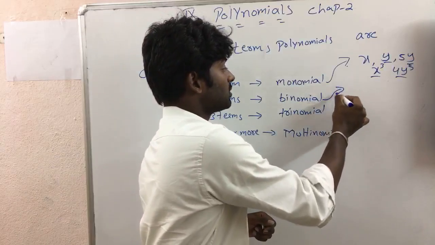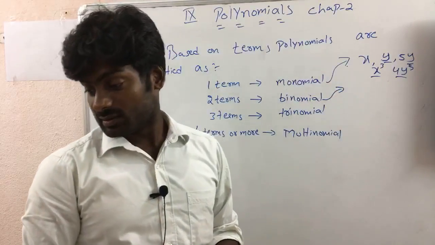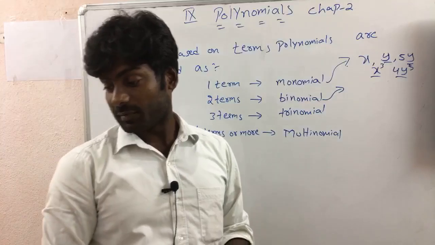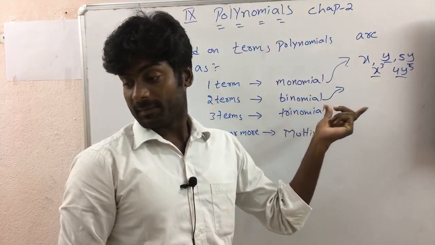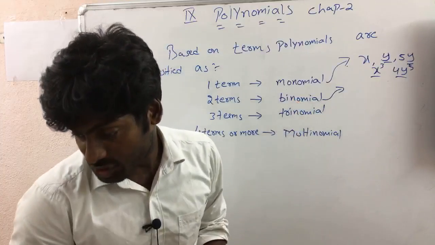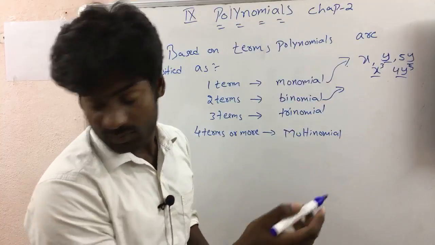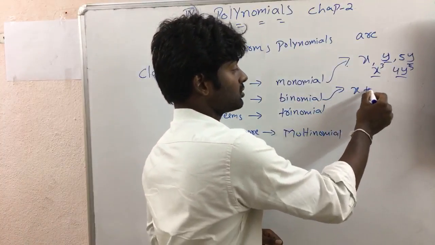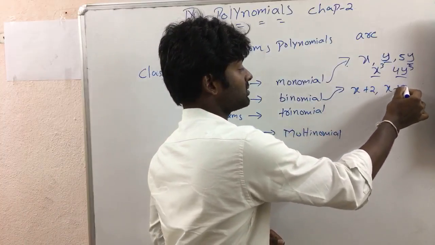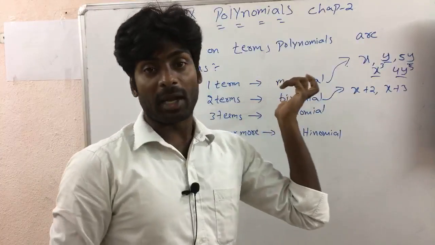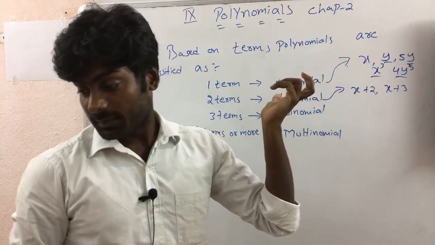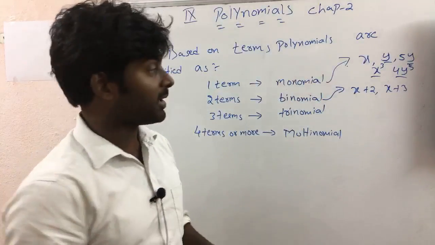Now get an example for binomial. Shivam, with y power 2. Get an example for binomial. Shivam, x plus 2. Yes, x plus 2. Sylvie, x plus 3, correct answer. So if you have two terms, it is said to be binomial. Okay. Shivam, x plus y.